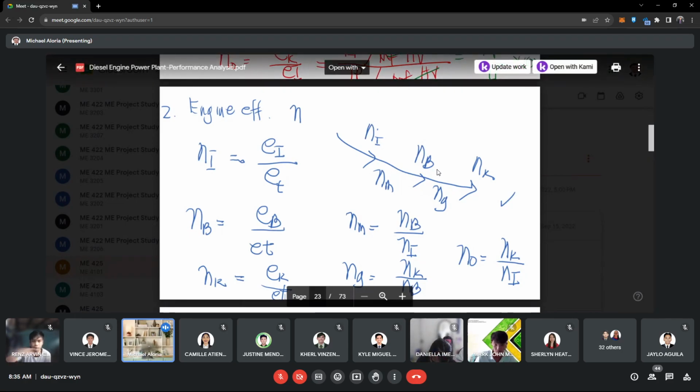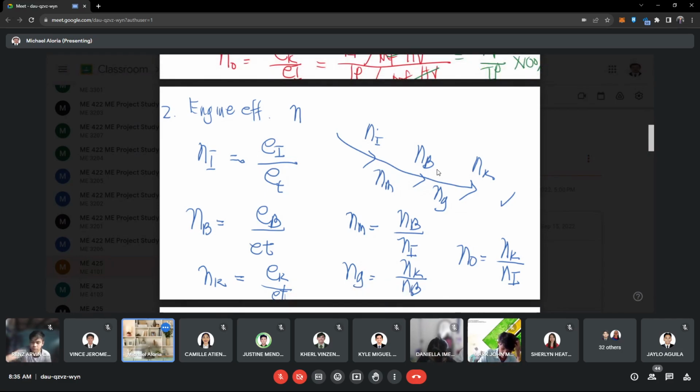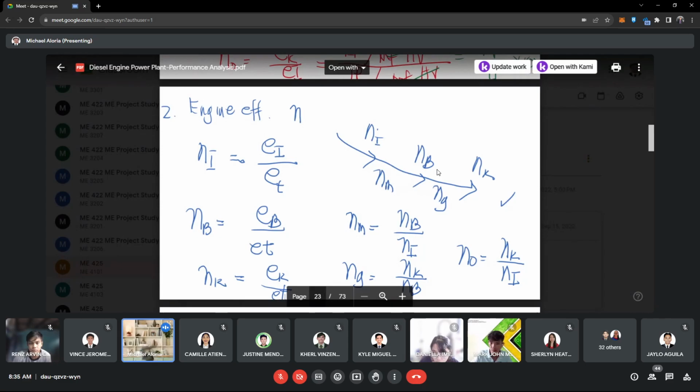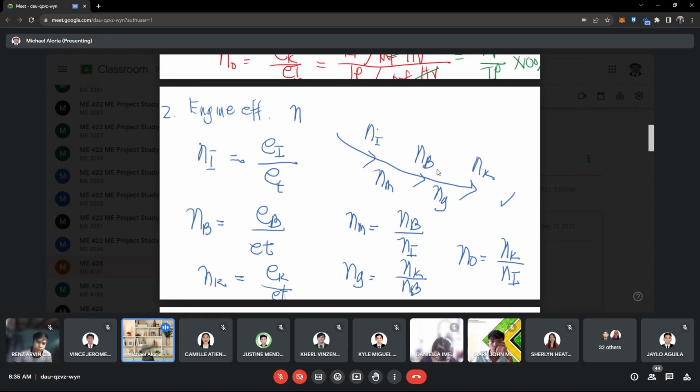So, yun naman ang gagawan mo ng arrow diagram. No? Yun naman ang gagawan mo ng arrow diagram. And using arrow technique, no, we can define our mechanical efficiency and we can define our generator efficiency. Tingnan natin. So this would be your NI, your indicated engine efficiency. This is your brake engine efficiency. And we have your combined engine efficiency. Okay, balik ulit tayo. Mechanical efficiency is output over input. So your output is your brake engine efficiency and your input is your indicated engine efficiency.